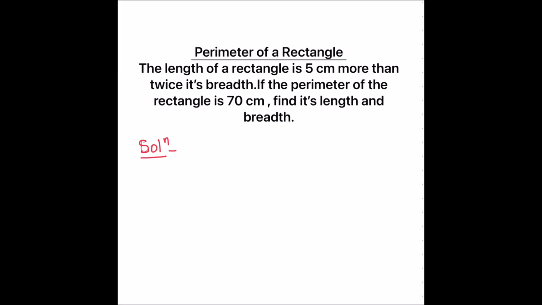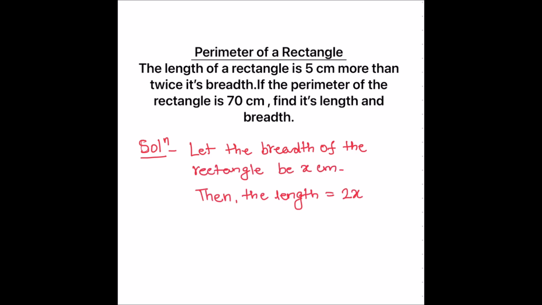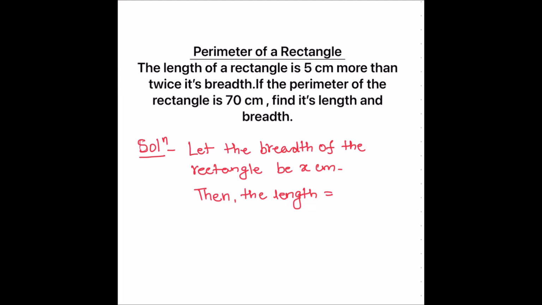We'll start the solution by saying let the breadth of the rectangle be x centimeters. Also, it says in the problem the length of the rectangle is 5 centimeters more than twice its breadth. So, twice its breadth will be 2x and it is 5 centimeters more. So, length of the rectangle will be 2x plus 5. Now, also perimeter of the rectangle is given as 70 centimeters.